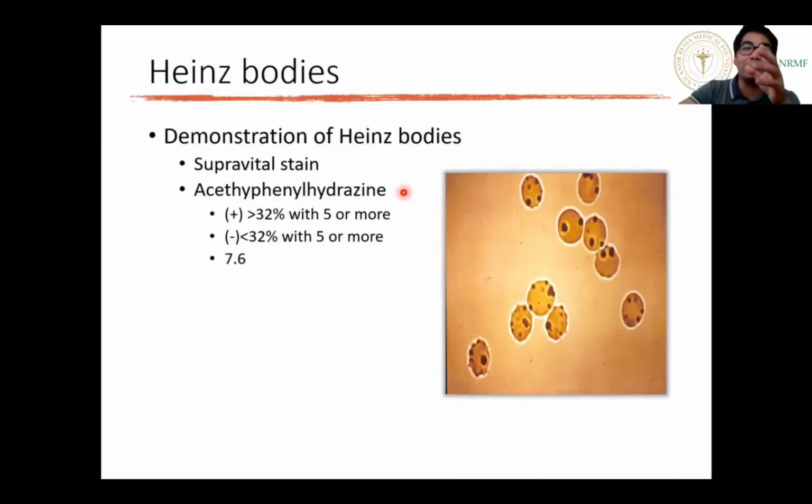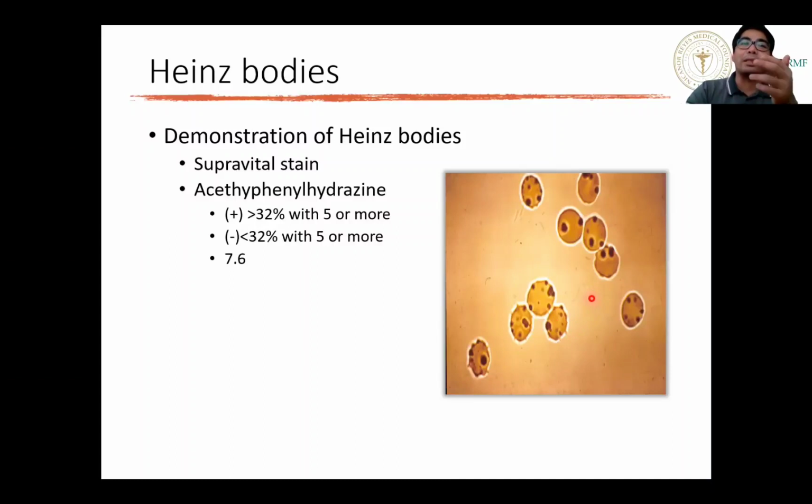But it doesn't mean that if you see an inclusion, it is immediately positive. You have to count the number of red cells. You observe several red cells and check how many inclusions you see. For a positive acetylphenylhydrazine result, meaning positive for Heinz bodies, you must see that more than 32% of the observed red blood cells show 5 or more inclusions. For example, in one field you observe approximately 100 red blood cells, and around 32 or more of those show inclusion bodies like this. Then you can say it is positive for Heinz bodies.